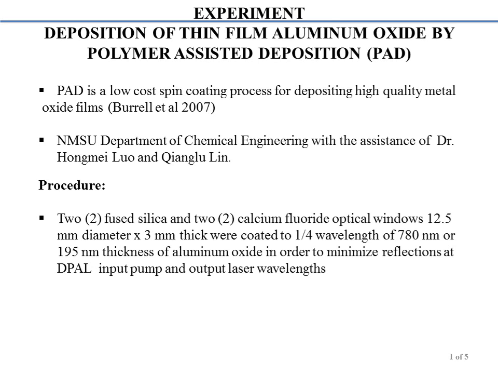The procedure involved taking two fused silica and two calcium fluoride optical windows, which are 12.5 millimeter by 3 millimeter thickness, coating them with a quarter wavelength of 780 nanometer or 195 nanometer thickness of aluminum oxide in order to minimize reflections at the input, pump, and output laser wavelengths.